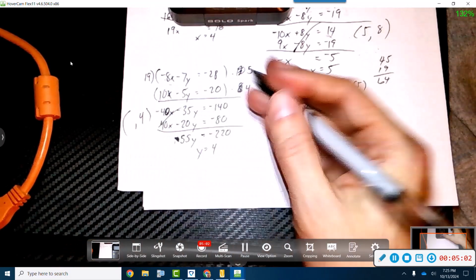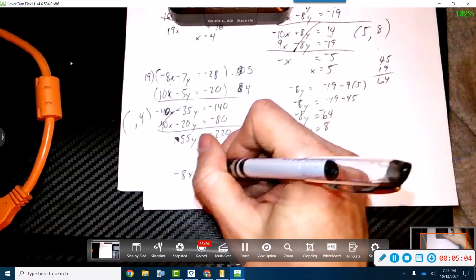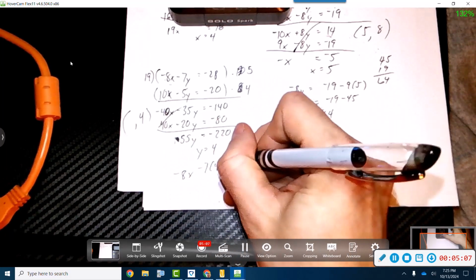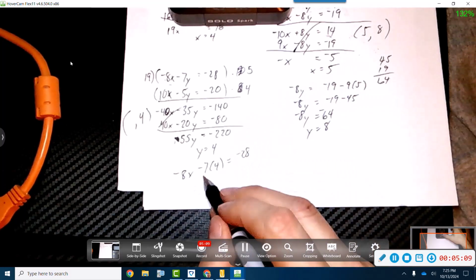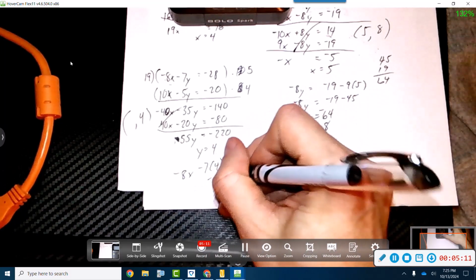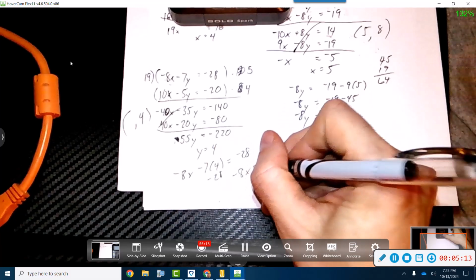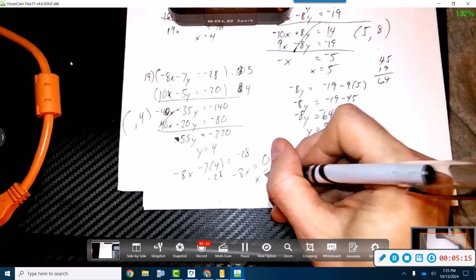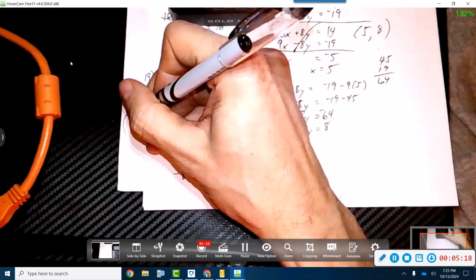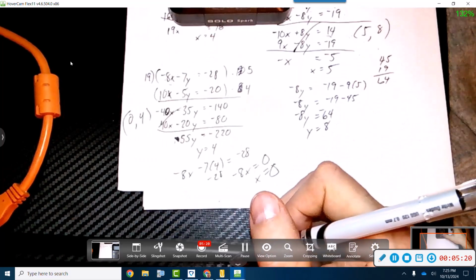So let's go back up to the top there. Negative 8x minus 7 times 4 equals negative 28. Well, that is negative 28, so when I add, that's 0. So when negative 8x equals 0, x can only be 0. So it looks like it would have hit the x-axis right there at 0, 4.